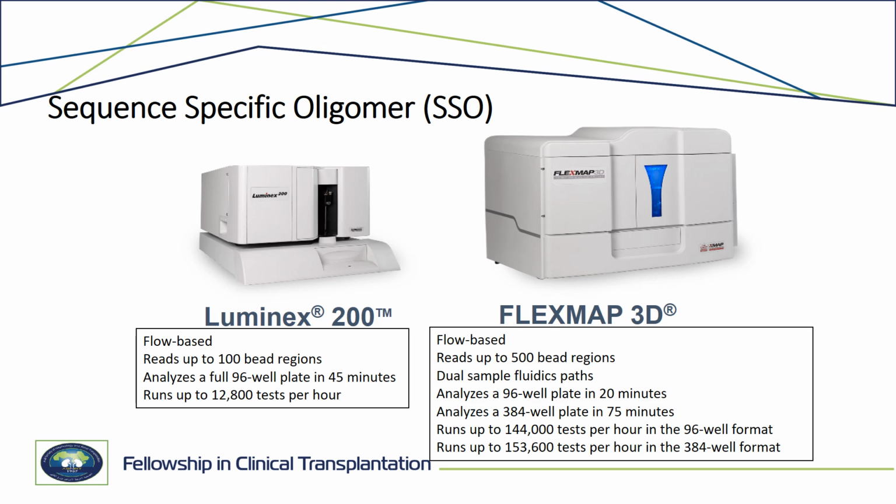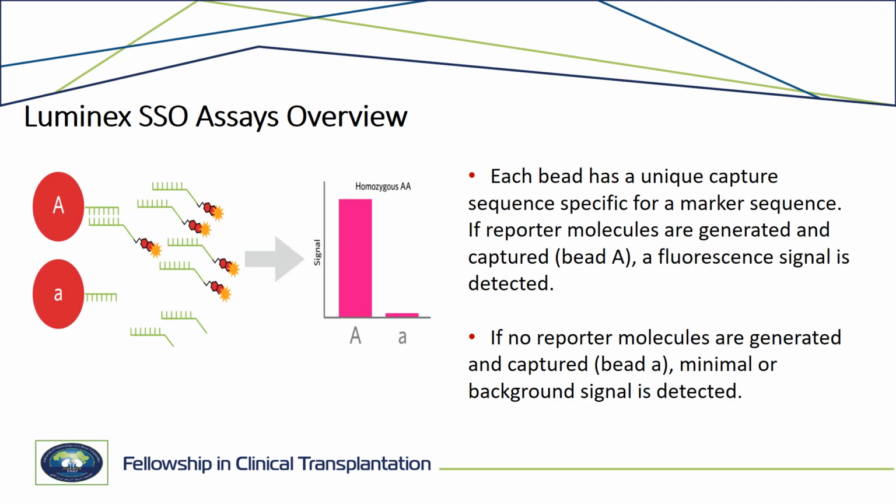The difference between the Luminex 200 and the FlexMap 3D is the resolution of typing. So the Luminex 200 can count up to 100 beads, and we will go into much more detail on this. But the FlexMap 3D can count up to 500 beads, meaning it can give you a higher level of resolution of typing.